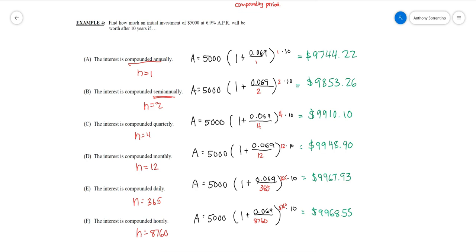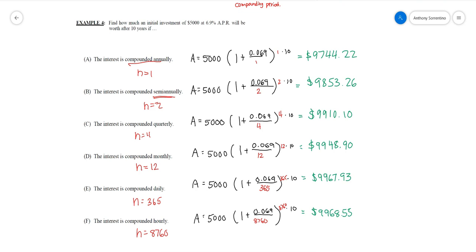When I compound it semi-annually, so instead of taking the interest and putting 6.9% at one time during that year, I take that 6.9%, split it into 3.45%, and apply it twice during the year, that means I'm going to take 3.45% of the 5,000, add it to the 5,000, get a new amount, and then take 3.45% of that amount and add that to the total. I end up with $9,853.26. So you can see, I'm talking about a difference of a little over $109 there. That's a pretty significant difference.